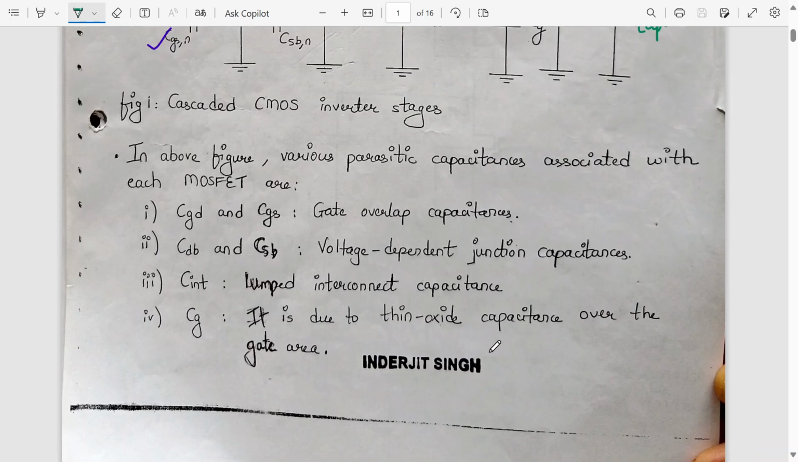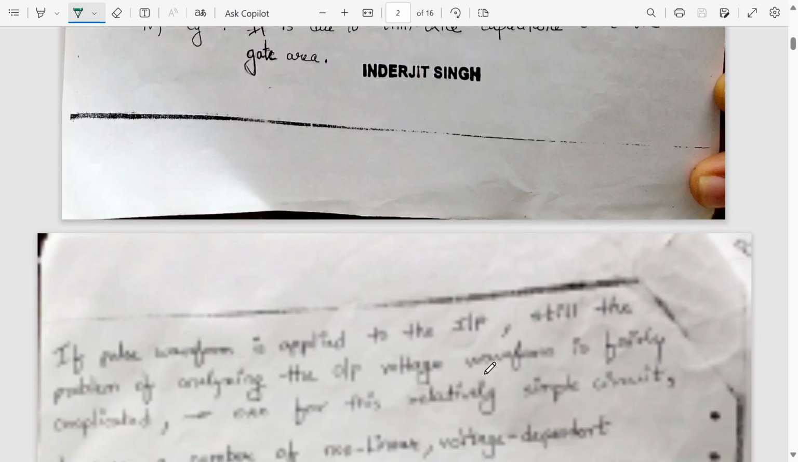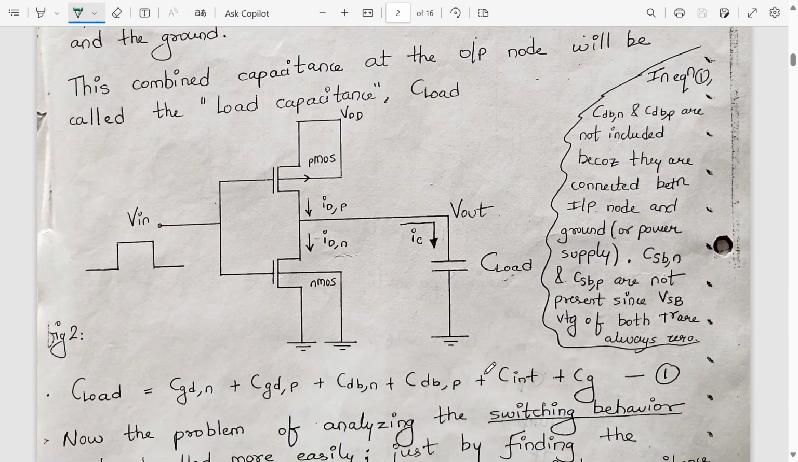These are the things which I've already told you. Some are voltage dependent, some are just overlap. Now we know that the MOSFET, PMOS and NMOS, are four terminal devices, right? The substrate terminal and this VDD terminal also is connected. And this is the load capacitance which we were talking about. This load capacitance is a combination of CGDP, CGDN, CDNP, CDPP, C int and CG.